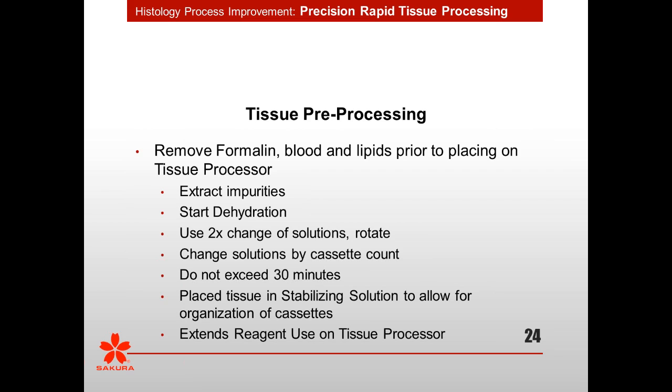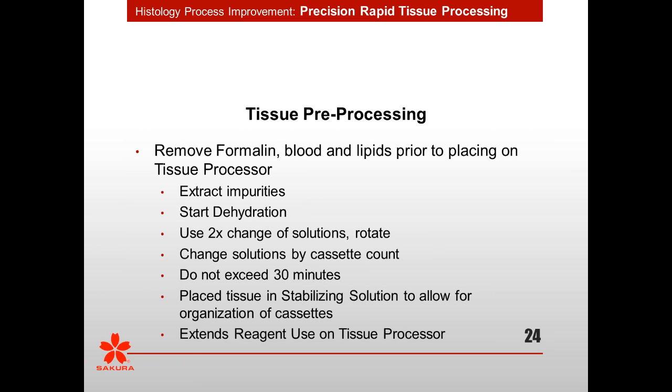So after you do your fixation in formalin and you've controlled that and you've had a couple of changes and you have adequate infiltration, you're ready to move on. You've got to remove all that formalin, blood, and lipids prior to putting that on your tissue processor. Again, whether it's rapid or conventional, this will help you get more consistent results. You want to extract your impurities. You want to start the dehydration. You always want to have at least a 2x change solution, rotating. That can be done with your automated processor. That can be done by hand, whichever works out.